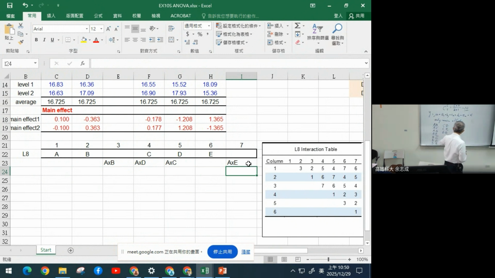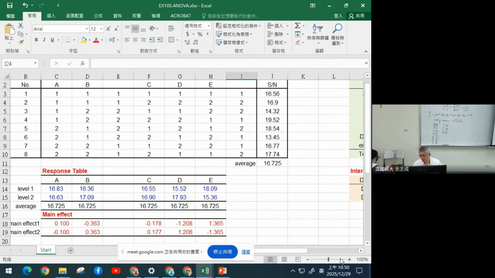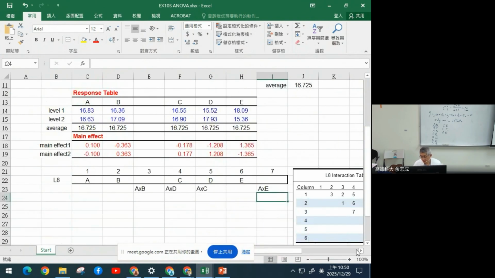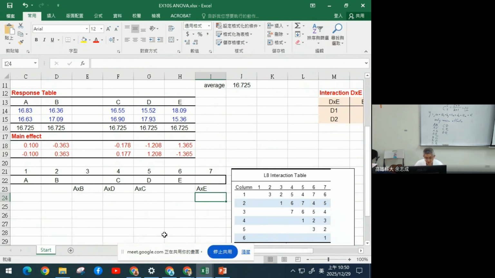Where is BC? How did you do that first? Because we need to analyze what? We need to analyze DE. Where is DE? D is in column 5, E is in column 6. DE will be 5 and 6. 5 and 6 happen in column 3. All right? So you can see DE is not independent. It is confounded with another interaction, AB.